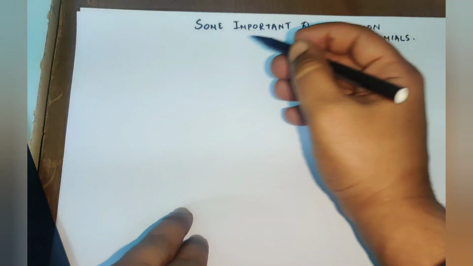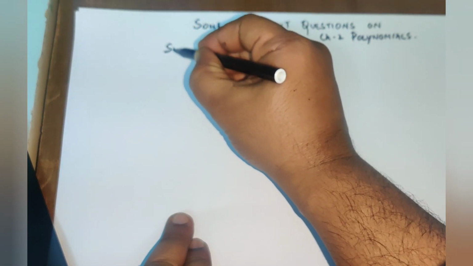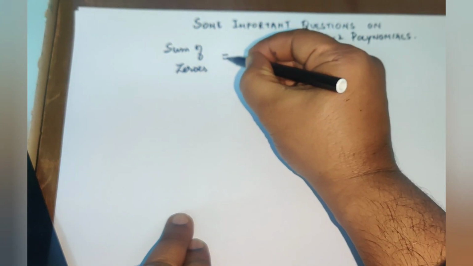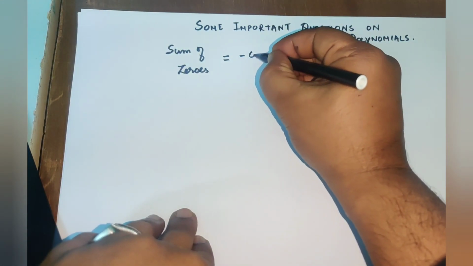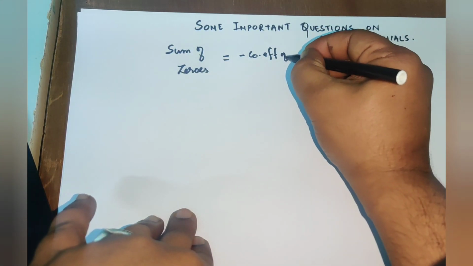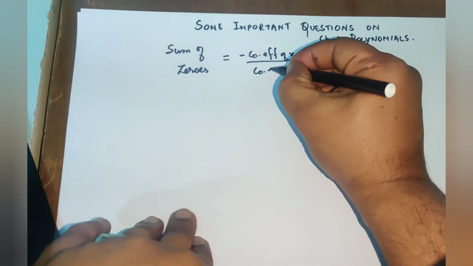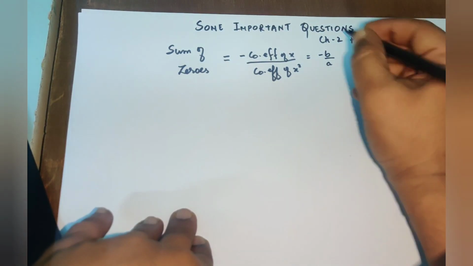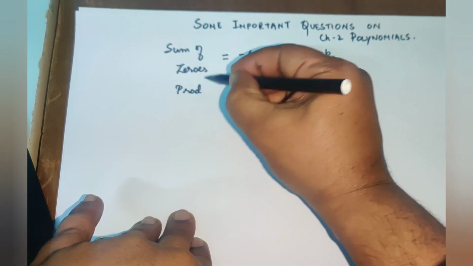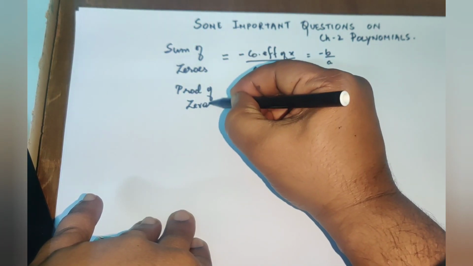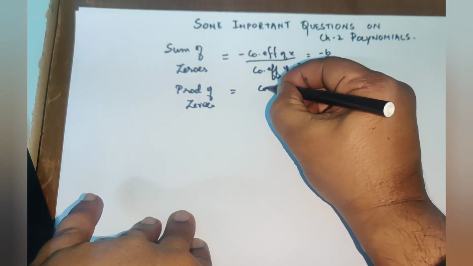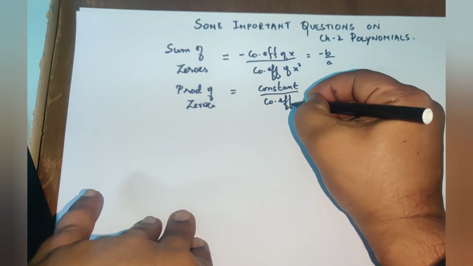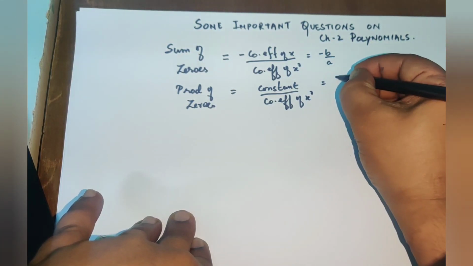First of all, you need to know this. Once again we can revise: what is the sum of the zeros? Sum of the zeros of the polynomial is equal to minus coefficient of x divided by coefficient of x square, which is equal to minus b by a. And we know that the product of the zeros is equal to the constant divided by the coefficient of x square, which is equal to c by a.